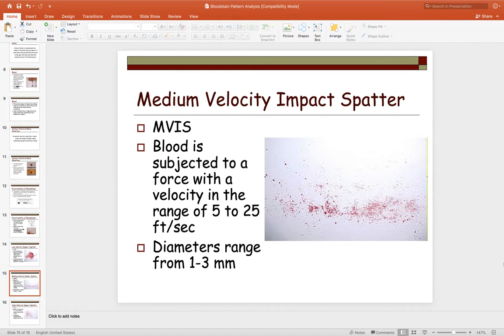A medium velocity impact spatter is going to have smaller diameters in terms of the primary spatter. And we're also going to see a range in terms of how much that blood spreads out over a particular area. Medium velocity impact spatter is where you have a person that is attacked with a weapon. So we're talking about blunt objects like a bat or a pipe, or whatever the case may be, could create a medium velocity impact spatter.